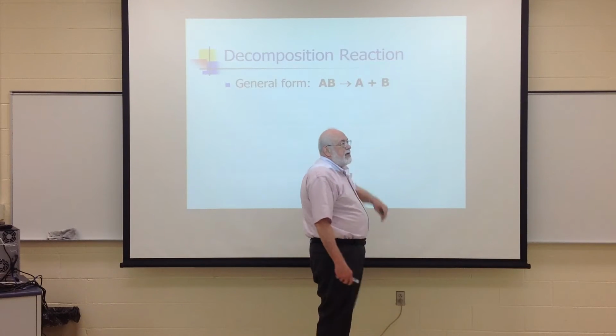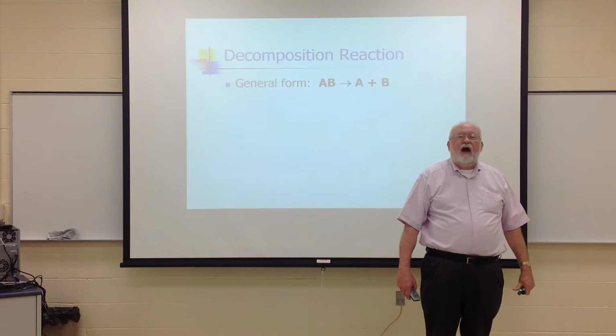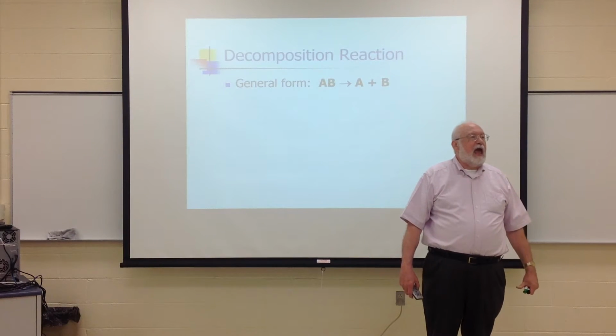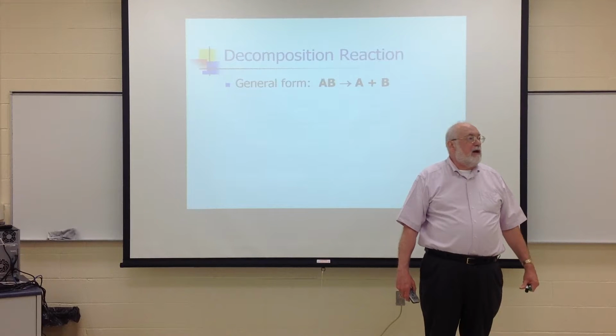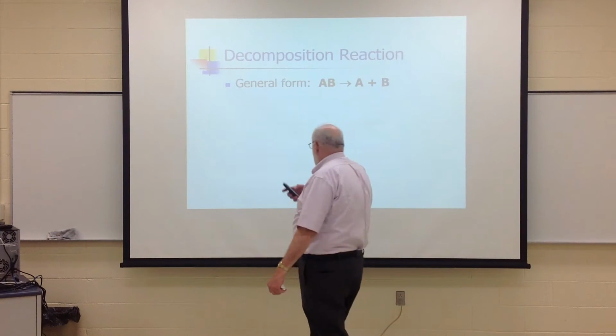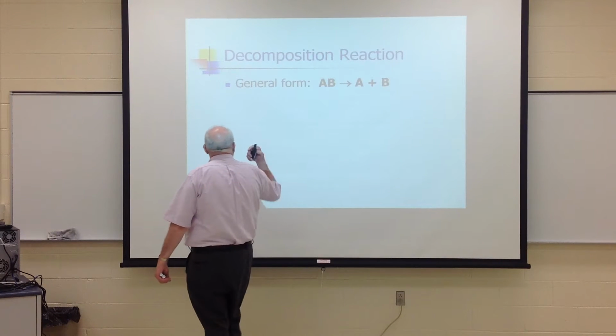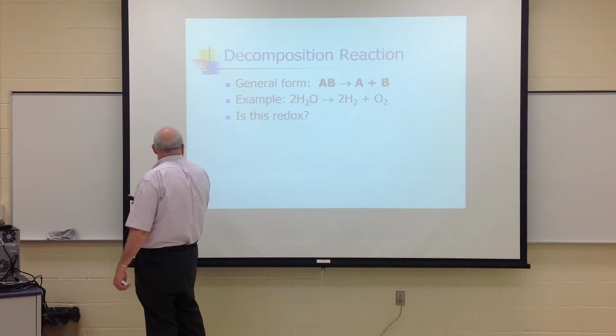Well, now, what would AB have to be? An element or a compound? It's a compound. How many reactants are there this time? One. How many products? At least two. All right? At least two. All right, here's a reaction that is an example of that.